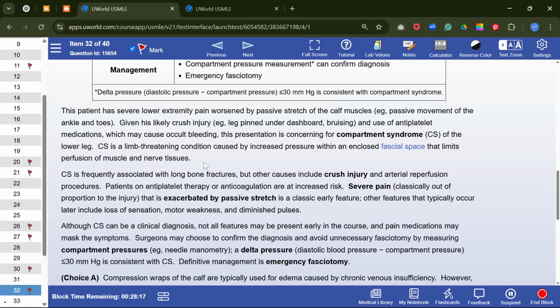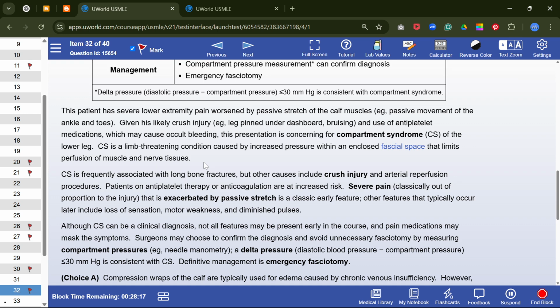Okay, this patient has severe lower extremity pain, exacerbated by passive stretch of the calf muscle and passive movement of the ankle and the toes.